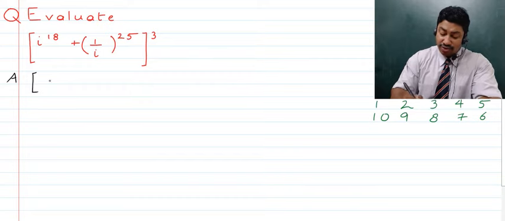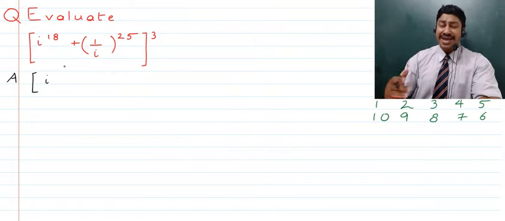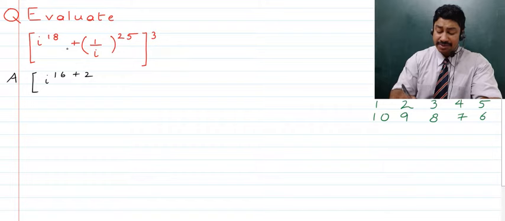That is, if you talk about i raised to the power 18, which is a positive higher power more than 4, then what we do is we break it up into a smaller power, which is a multiple of 4, and to that we add as much number there is. So obviously this can be written as i raised to the power 16, to which we are going to add 2, because 16 plus 2 will give us 18, and 16 is actually a multiple of 4, right?